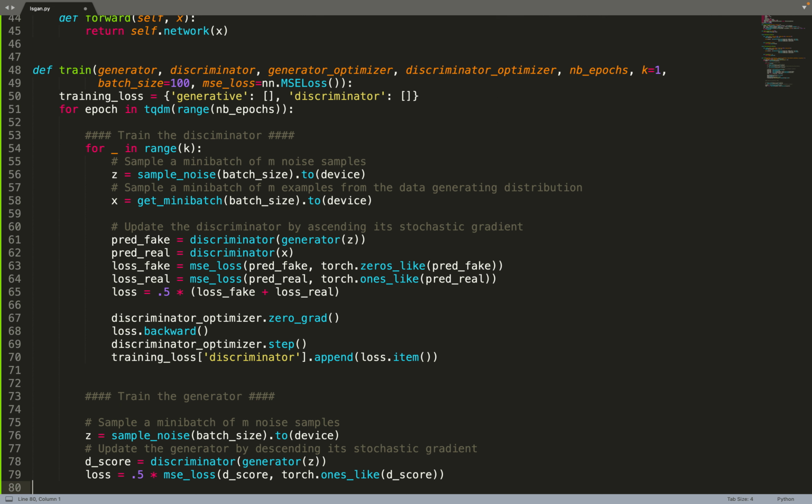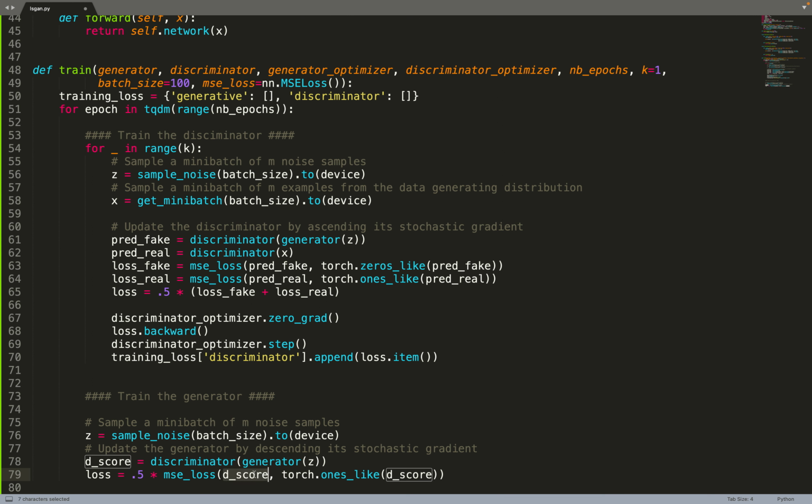So for the generator, we do not need real data. We just need to sample latent data, feed them to the generator, sample fake data, and then feed them to the discriminator. Now the loss there is the opposite of the discriminator loss. For fake data, the generator wants the score to be equal to 1, so that it is able to fool the discriminator.